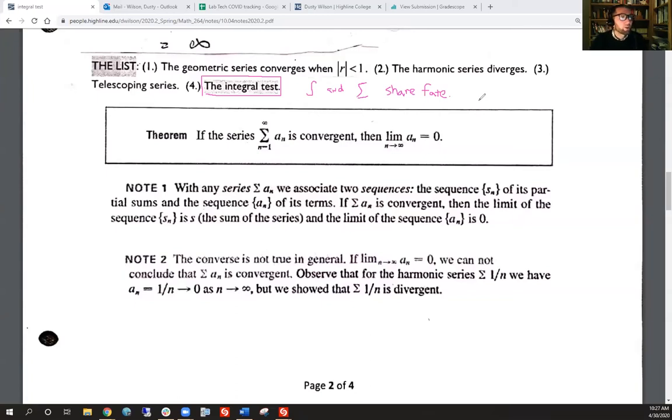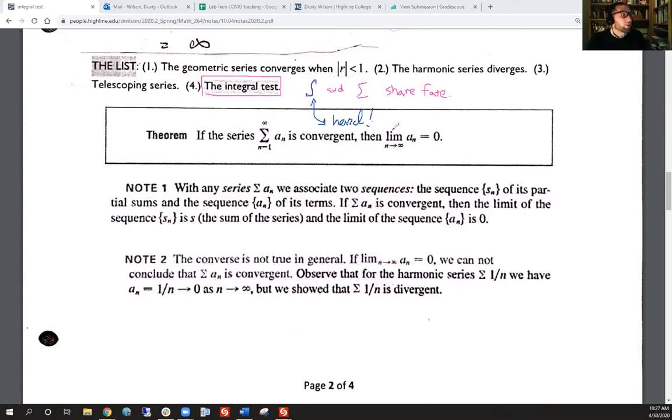But here with the integral test, what we're saying is that the integral and the summation, the infinite series, share the same fate. This is nice. It's easy to understand. The catch is that it's weak because it's only as good as your ability to integrate. And integration is hard. And it doesn't always work.